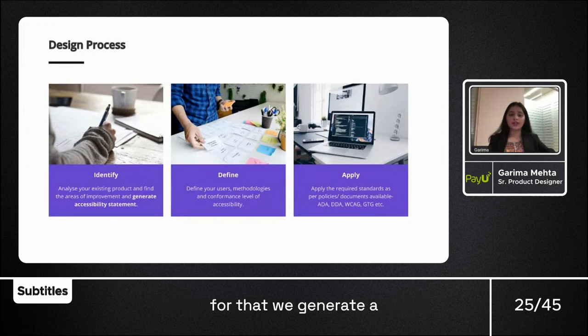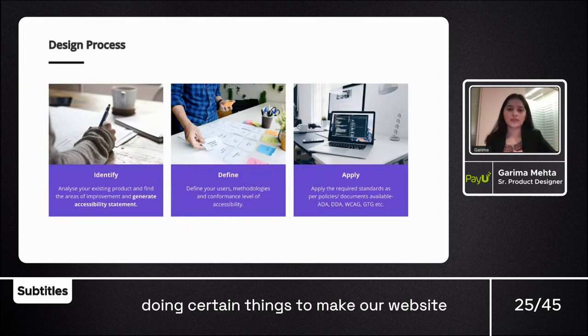For that, we generate a public accessibility statement. For people in the US and UK, where there are mandatory laws, it is also mandatory to put up a public accessibility statement on their website, so that if there is a complaint against them, or people have difficulty using it, they can always refer to the statement. The statement can tell them that we are work in progress and we will be doing certain things to make our website compliant.